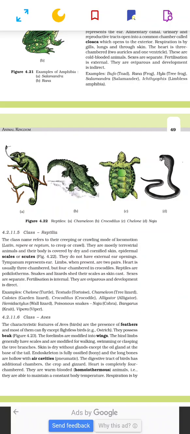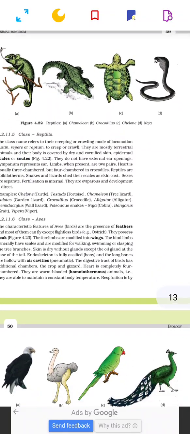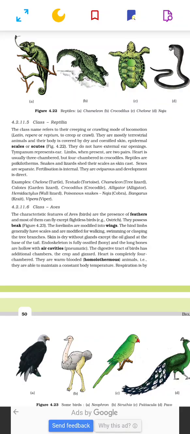Figure 4.22 shows examples of reptiles: A is chameleon, B is Crocodilus, C is Chelone or Kilon, and D is Naja. Class Aves. The characteristic feature of Aves or birds is the presence of feathers, and most of them can fly except flightless birds, for example ostrich. They possess a beak. The forelimbs are modified into wings. The hind limbs generally have scales and are modified for walking, swimming, or clasping the tree branches.